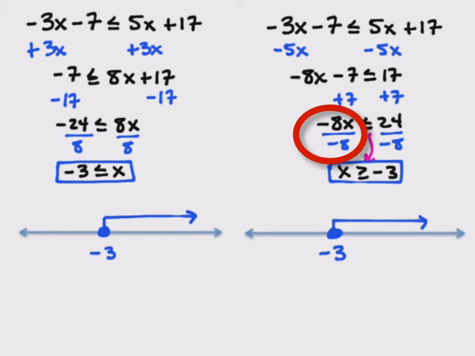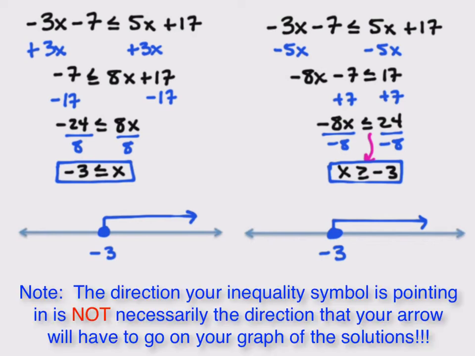On the right-hand side, we did have to flip the direction of the inequality. Is it a big deal? Nope, but just trying to minimize the chance for error. And one last thing that I like to point out. Some students get a little thrown off by thinking that whatever direction the inequality is pointing in, that's the direction the arrow should go in. That's not necessarily the case.